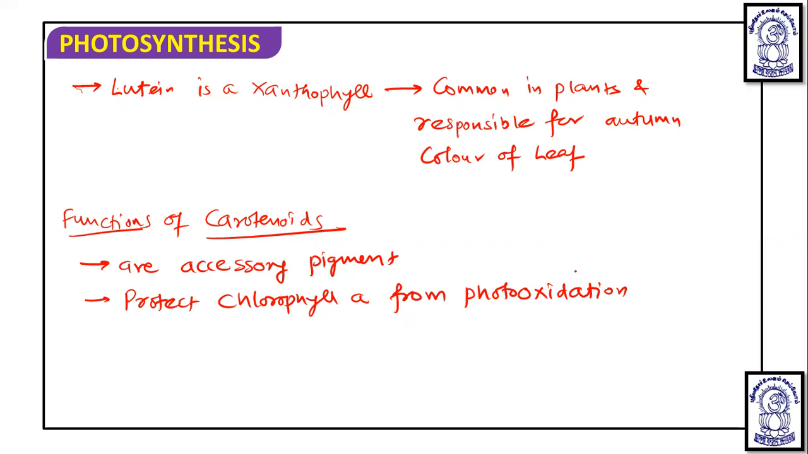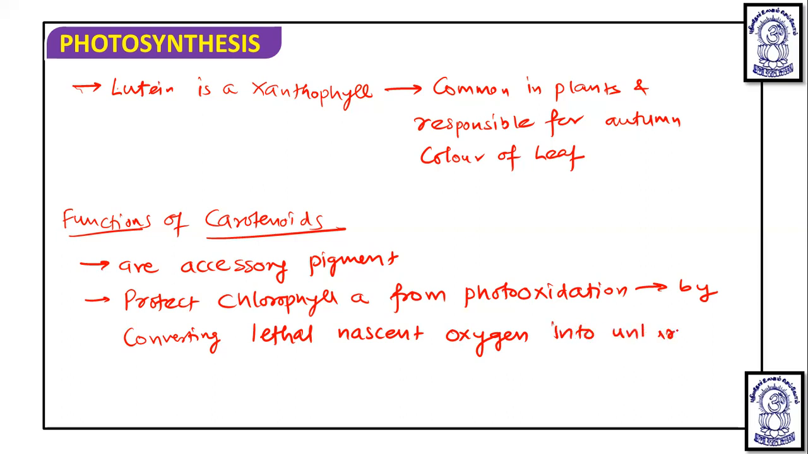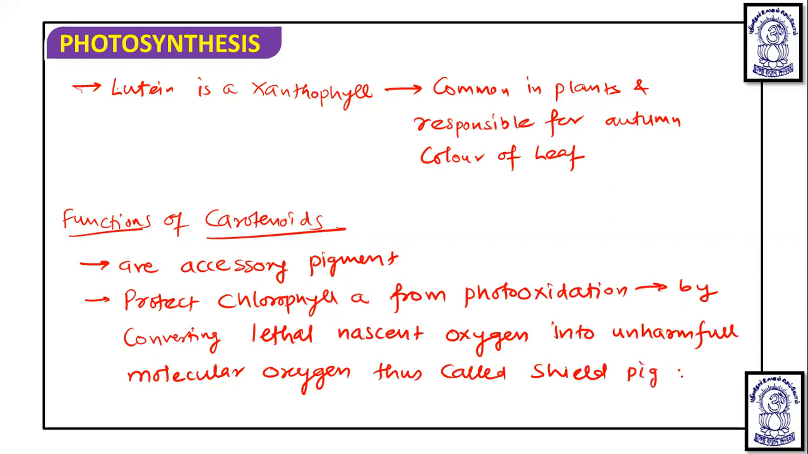So they protect the photosynthetic machinery, meaning chlorophyll A, by converting lethal nascent oxygen into unharmful molecular oxygen, thus they are called shield pigments.